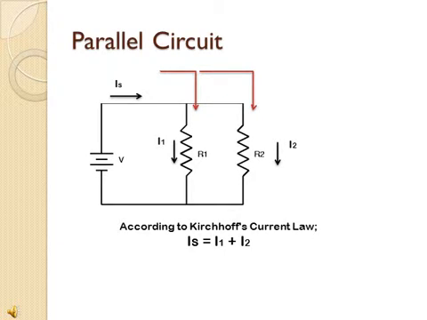So according to Kirchhoff's current law, we know that the sum of currents flowing into one node is equal to the sum of currents flowing out of that node. So in this circuit, the source current, that is IS, is equal to I1 plus I2.